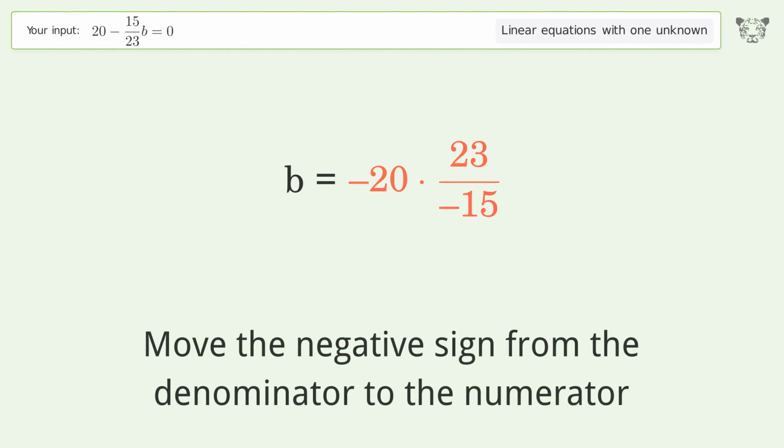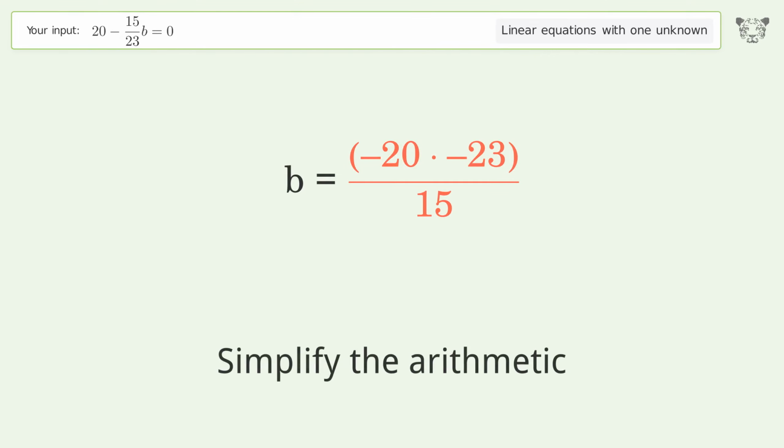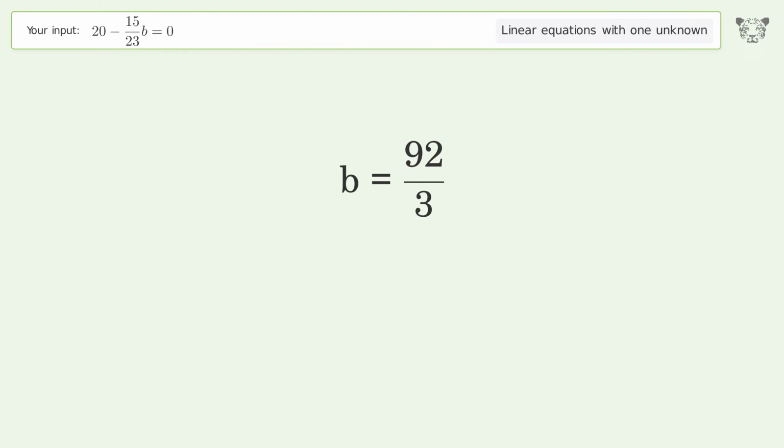Move the negative sign from the denominator to the numerator. Multiply the fractions. Simplify the arithmetic. And so the final result is b equals 92/3.